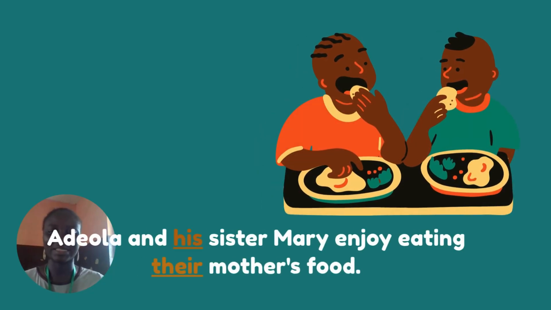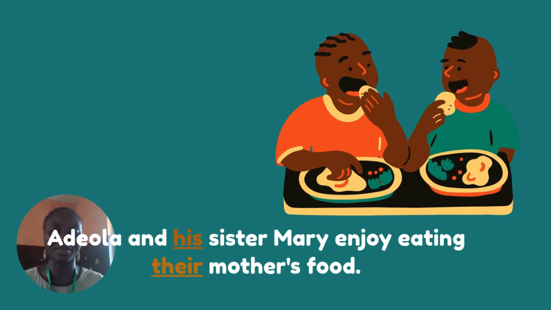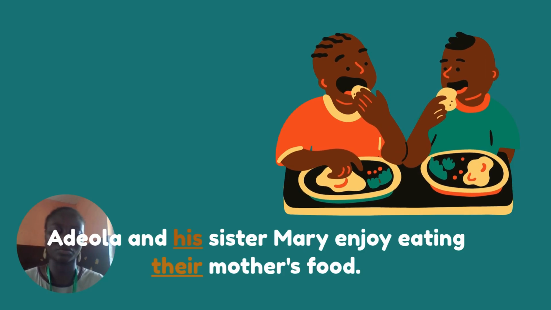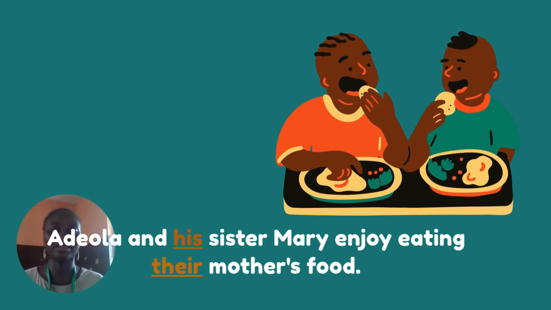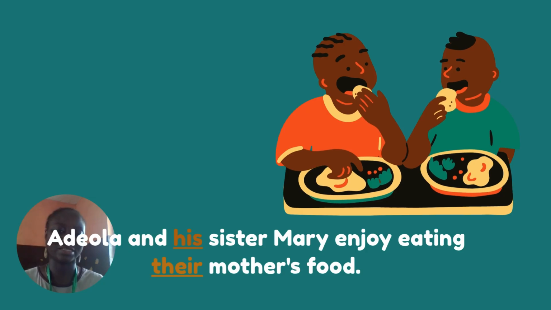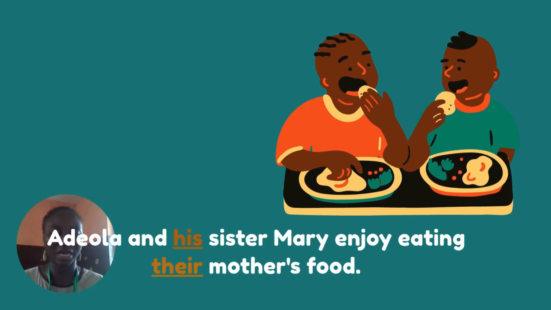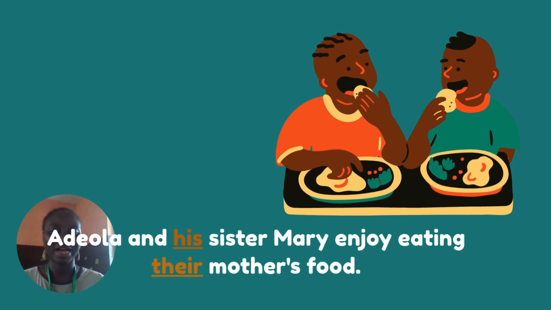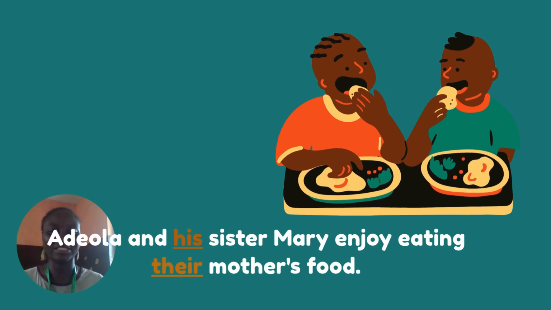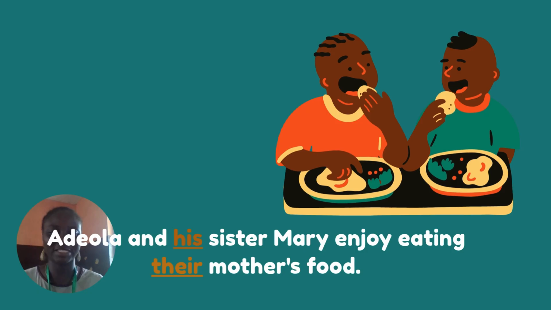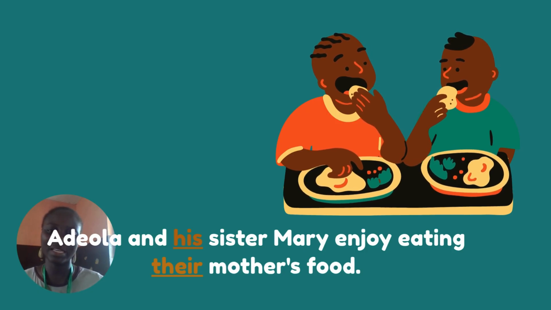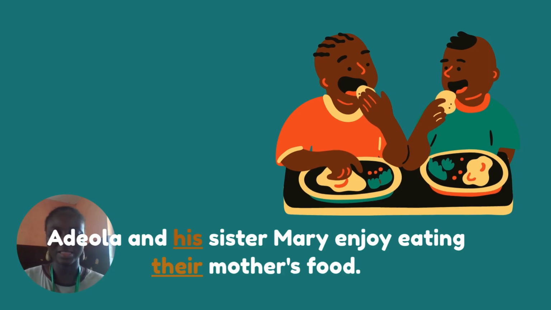Now let's look at examples of pronouns in this sentence. Adiola and his sister Mary enjoy eating their mother's food. So in this sentence, his and their are the pronouns. We use pronouns to avoid unnecessary repetition of nouns. So instead of saying Adiola and Adiola's sister Mary enjoys eating Adiola and Adiola's sister's mother's food, we use his and their.